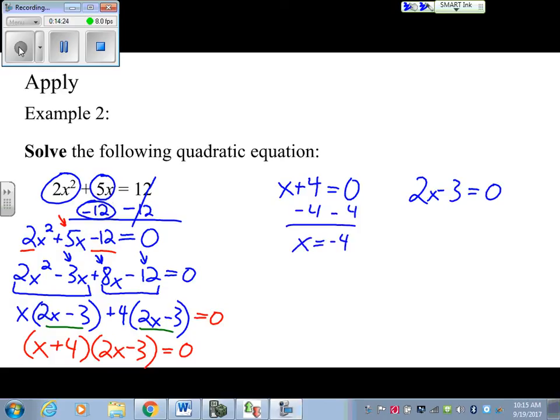Over here on the right, I'm going to add 3 to both sides to get my 2x alone. 3 to both sides. Those will cancel out. I have 2x equals 3. Divide both sides by 2, and I get x equals 3 halves.